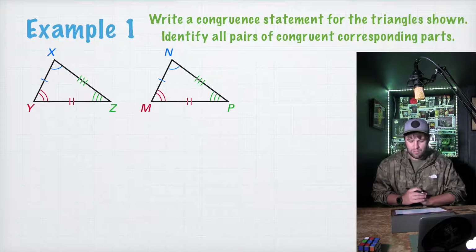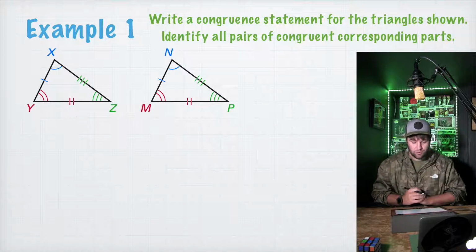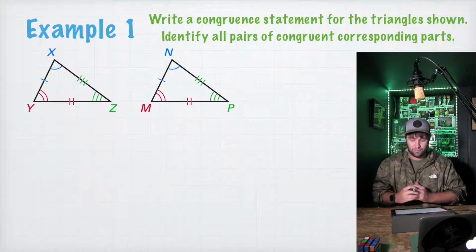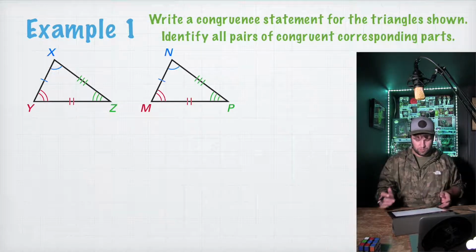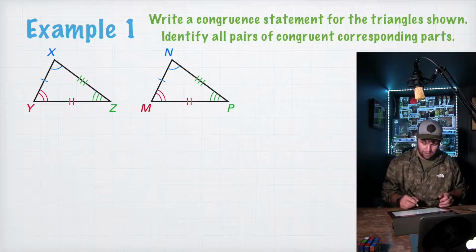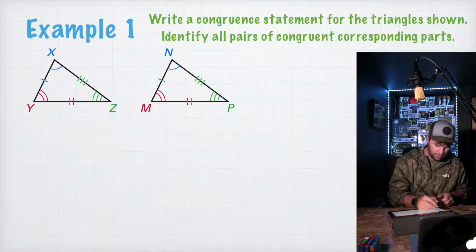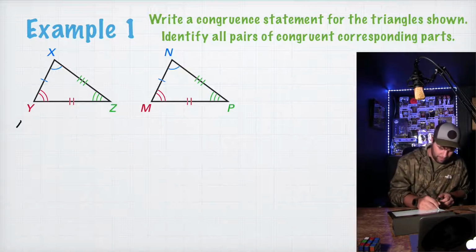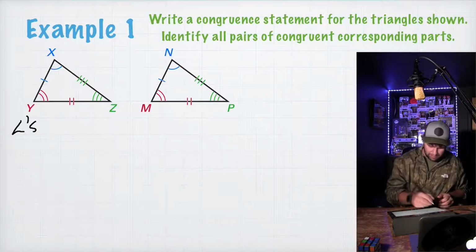Example 1. Write the congruent statement for the triangle shown. Identify all parts of congruent corresponding parts. Okay. So they want us to write the congruent statement. I'm going to do that last, actually. Let's go ahead and write the corresponding parts first. So if we look at this, X is congruent to N. Angle X is congruent to angle N. So let's do angles first. I'm actually going to write that. Angles.